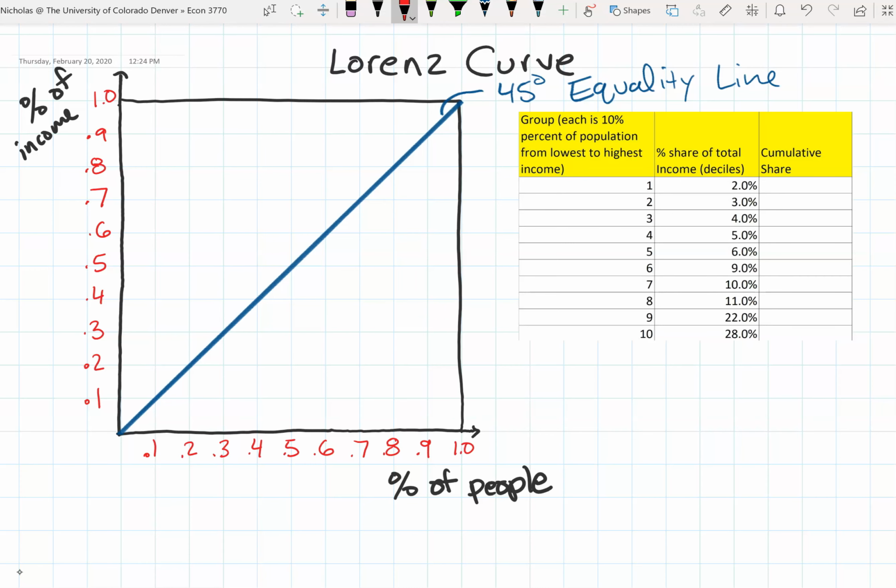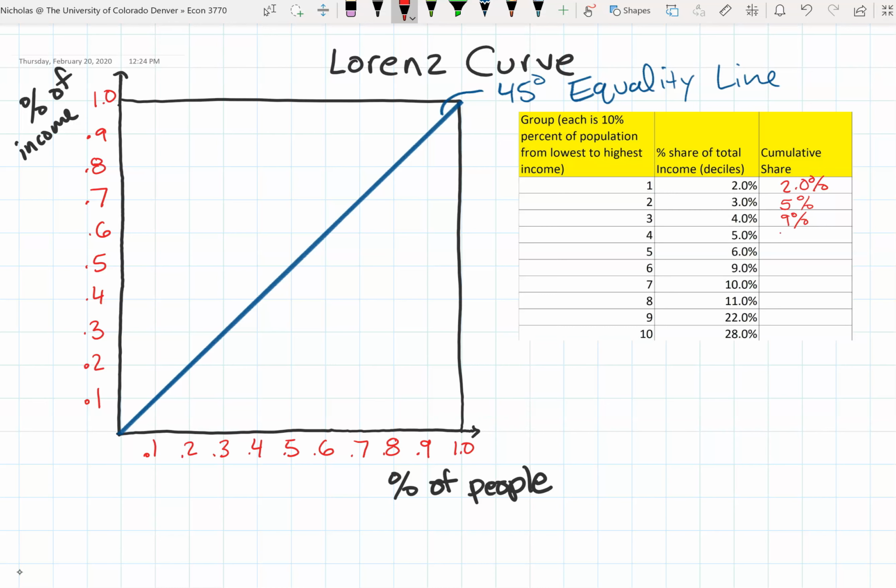So the first group, which is 10% of the population, has 2% of the total. And then the cumulative share, the next group has 3% plus the 2% before them, so that becomes 5. I'm just going to leave off the decimals. And then the next group gets 4% for themselves, plus the two groups before them got 5, so now we're up to 9%. So what we're doing is we're adding how much this group shares plus all the groups before them. This is what you call a cumulative distribution.